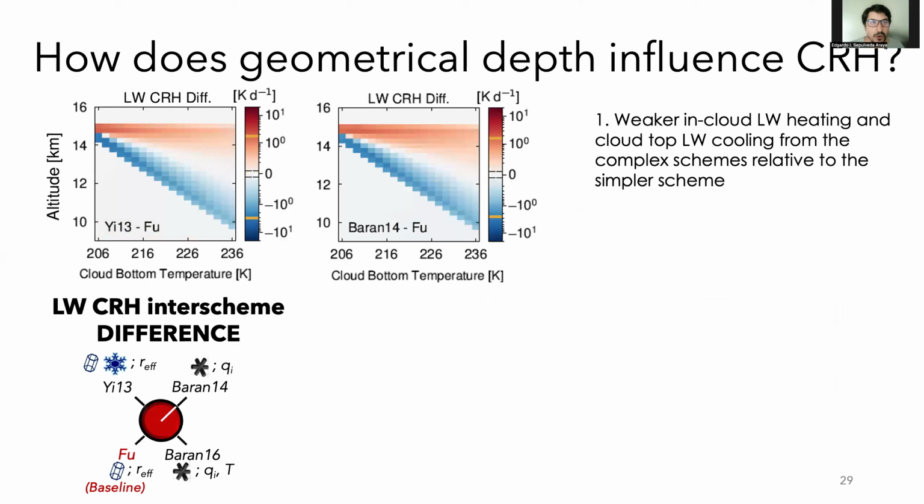Similar to the previous result, if we study the long wave radiation now, we see a similar trend in both schemes. Again, overall weaker long wave absorption is resulting in overall weaker heating rates, right? So there's less in-cloud heating and less cloud top cooling. There's less long wave radiation being absorbed by the cloud bottom, and less long wave radiation being emitted by the cloud top.